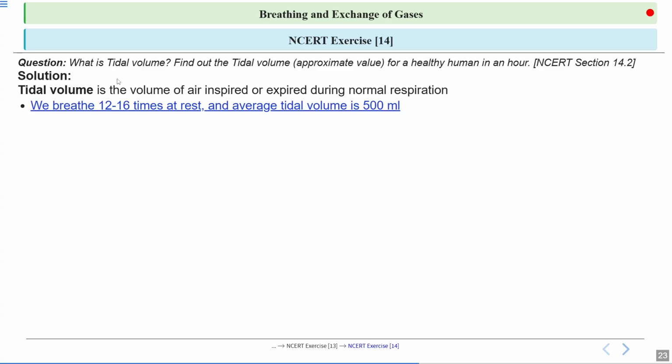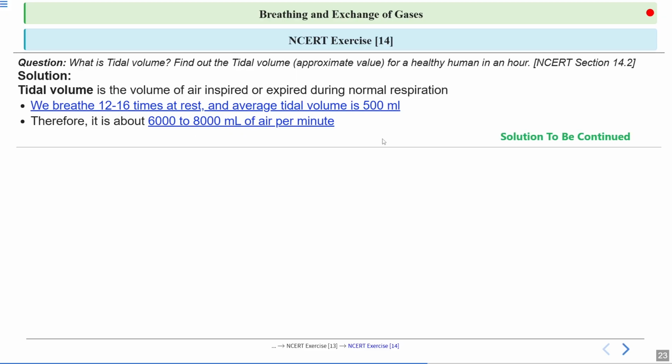So we breathe 12 to 16 times at rest and average tidal volume is 500 ml. At rest, how many times do we breathe in a minute? That is 12 to 16 times. The tidal volume is 500 ml. So therefore, it is about 6,000 to 8,000 ml of air per minute. You can calculate it, right?